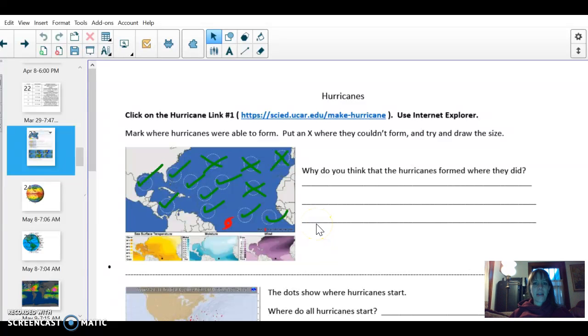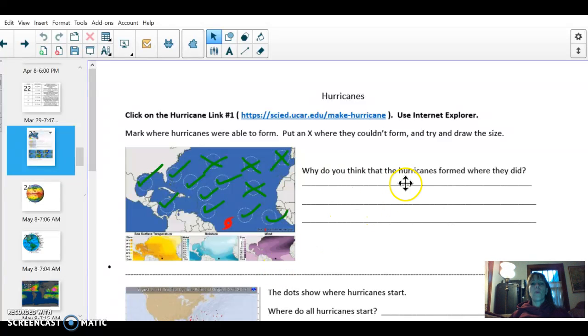Okay, let's go ahead and look at our hurricane activity from yesterday that we have been working on. So when we look here, you should have gone to this site using Internet Explorer and dragged this little red hurricane to the different spots in order to figure out where hurricanes could form and where hurricanes haven't been able to form. So if you haven't done that, pause the video, go to this site right here, put your X's, and you can kind of see mine as a sample.